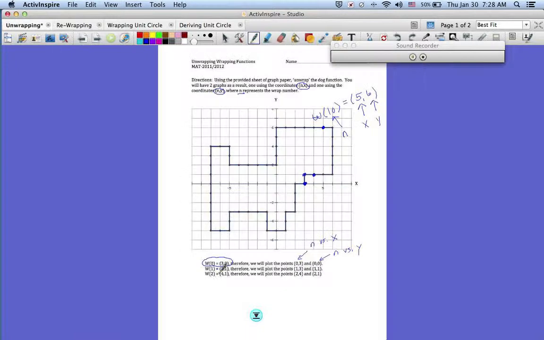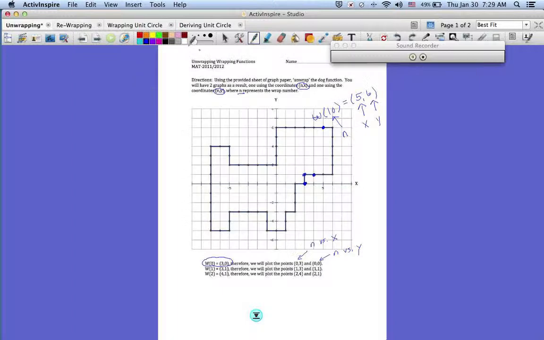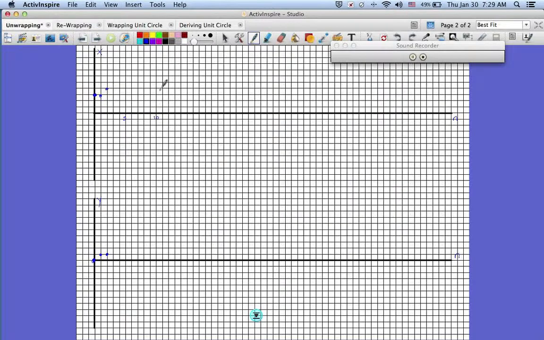And now I go to wrap of 2. That gives me 4, 1. So I'm going to get 2, 4, and 2, 1. So I go to 2, 4, and 2, 1. And while I'm at it, we already did a wrap of 10, so let me go over 1, 2, 3, 4, 5, 6, 7, 8, 9, 10. A wrap of 10 we saw earlier was 5, 6. So that gives me 10, 5, and 10, 6.